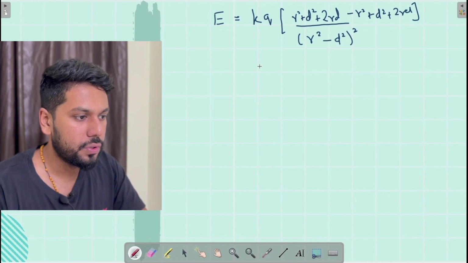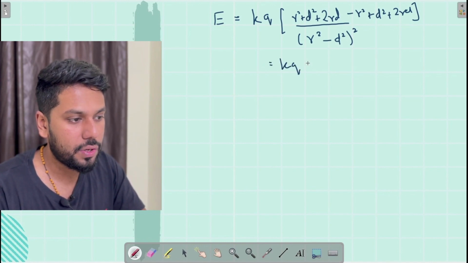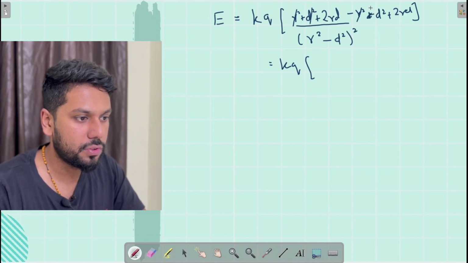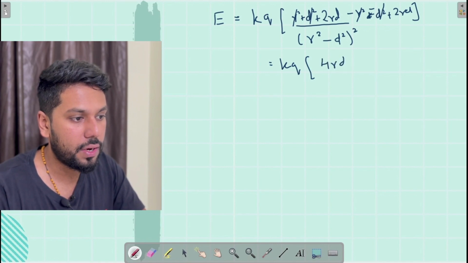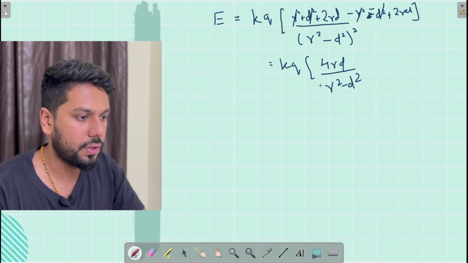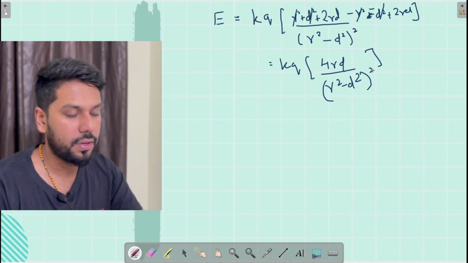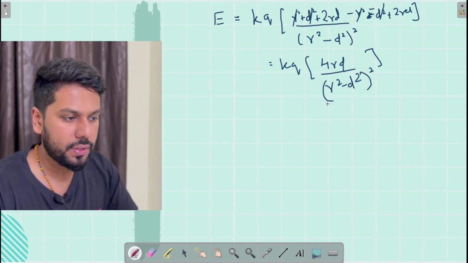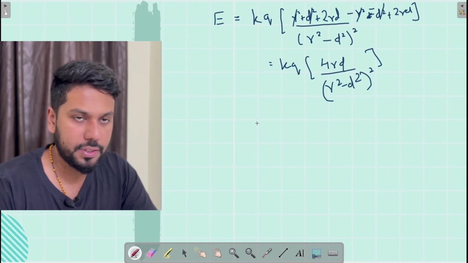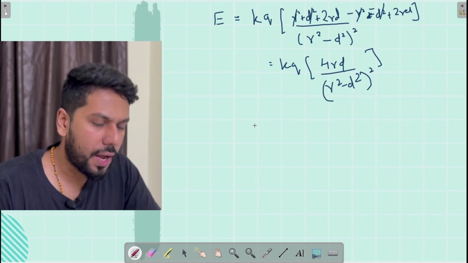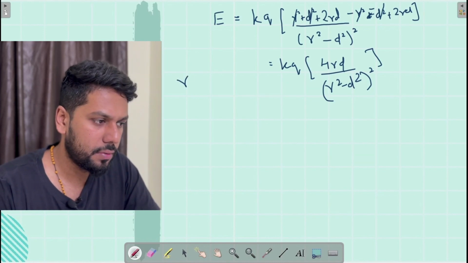Okay, so you see on top you have KQ into R square, D square, R square, this is also minus, students, D square gets cancelled. Finally, you have 4RD divided by R square minus D square whole square. Now I have to take a small assumption. The small assumption is that R is very much greater than D.